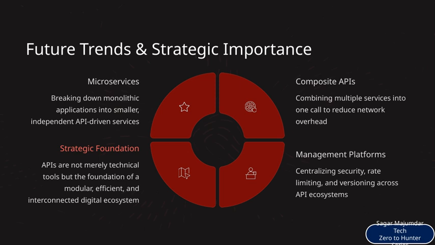Finally, it's important to see APIs not just as technical tools, but as the strategic foundation of a modern digital ecosystem. They enable modularity, efficiency, and connectivity, essential qualities for innovation and agility in today's digital landscape. So, as we look to the future, embracing these trends will be key to building resilient, scalable, and interconnected systems. This is how APIs continue to shape the evolution of technology and business strategies.